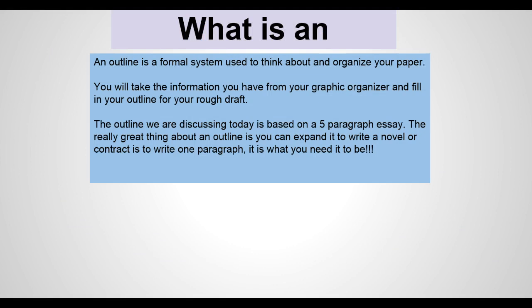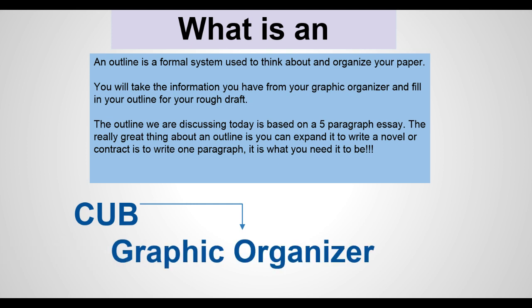First, what is an outline? An outline is a formal system used to think about and organize your paper. You will take the information you have from your graphic organizer, and then you're going to fill in your outline for your rough draft. The outline that we're discussing today is based on a 5-paragraph essay. The really great thing about an outline is that you can expand it to write a novel or contract it just to write 1 paragraph. It is what you need it to be. First you cub, then you use the graphic organizer, and then you use your outline.